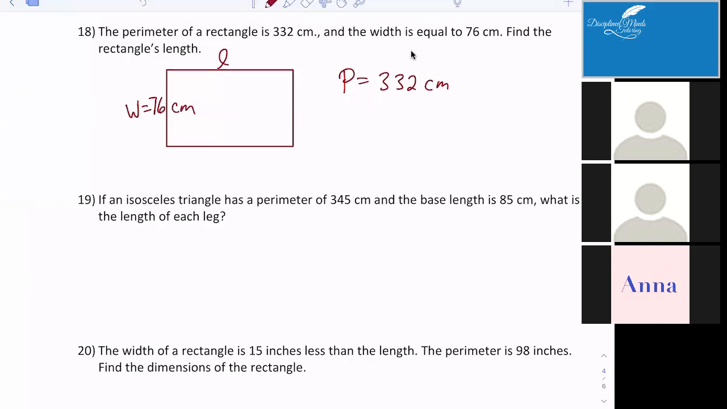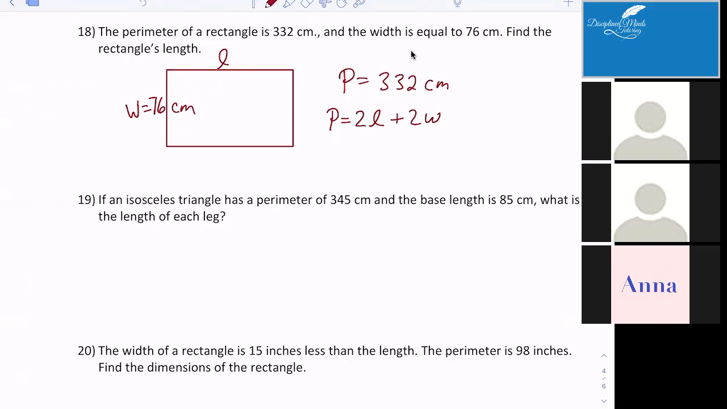So who can tell me what the perimeter formula is for a rectangle? Who remembers? All the sides added up. Somebody else, what is it? 2W plus 2L. Yeah, but we traditionally just say 2L. So everybody write down perimeter. There are two lengths and there are two widths. That's what the perimeter of a rectangle is: 2L plus 2W.